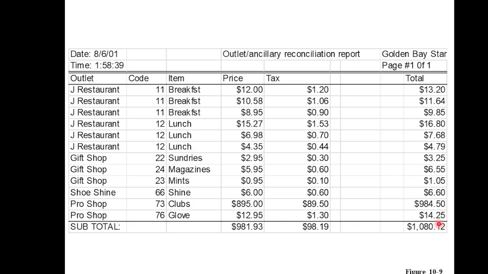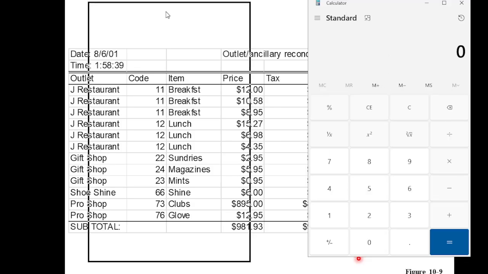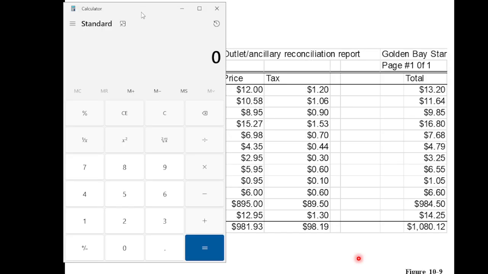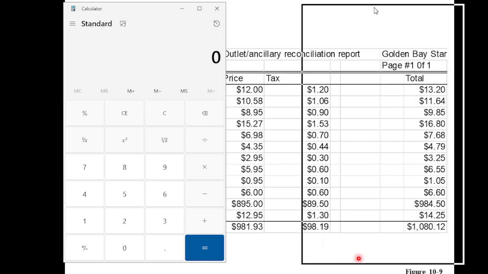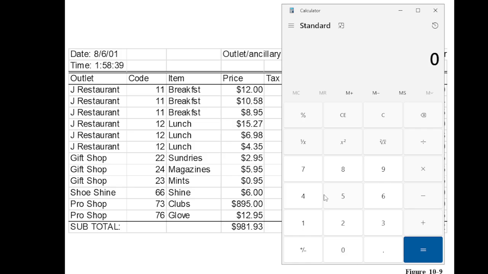We'll try to check here for the calculator. Oh my god! Can you see the calculator now? Yes. Okay, very good. As you can see, we have $12 plus 10.58 plus 8.95, which equals $31.53. Am I correct for breakfast? I'm sorry, this is 10.58. It's better to double-check.